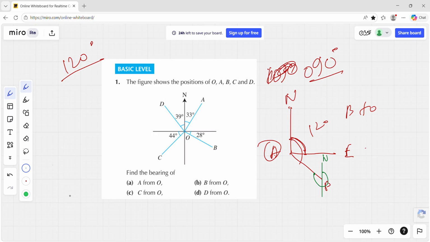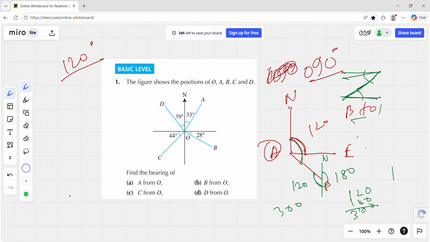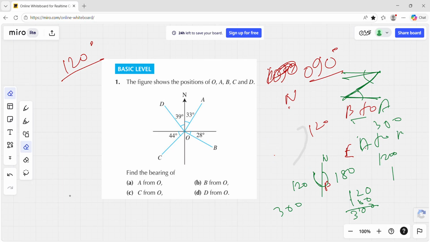This particular angle and this particular angle are alternate angles. You know what an alternate angle is: when two parallel lines have a transversal, that is called an alternate angle. So that is 120, and this is 180. So what is the bearing? You have to calculate 120 plus 180, which is 300 degrees. So the bearing from B to A is 300 degrees, and from A to B the bearing is 120 degrees. That's how you can calculate the bearings. So let's solve some math so that you can have a deeper understanding of this kind of thing.